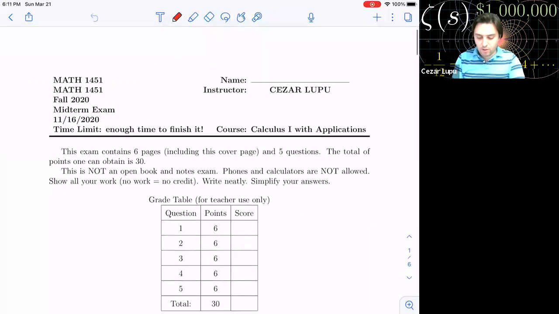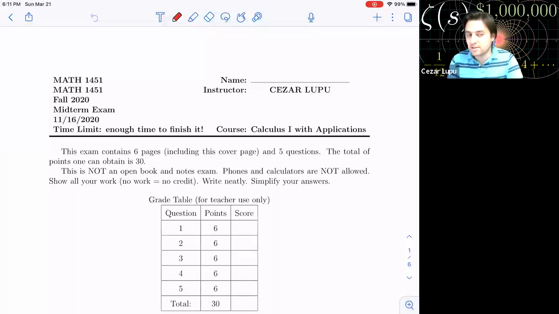So let me start with the following. As you can see here, this will be posted on my webpage, on my teaching page. You will receive my email with precise instructions and also with the link of the exam. On the left-hand side, you will have the name of the course, Math 1451, twice. I don't know why, but anyway. Of course, this will be the midterm exam.